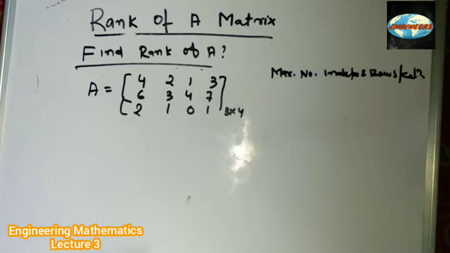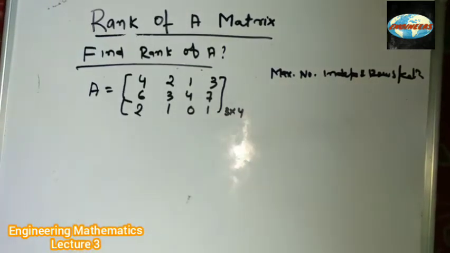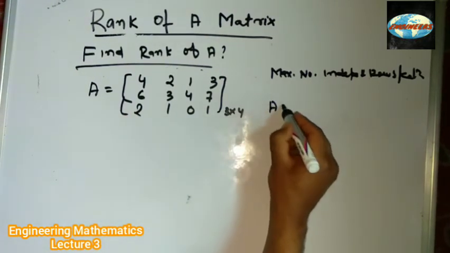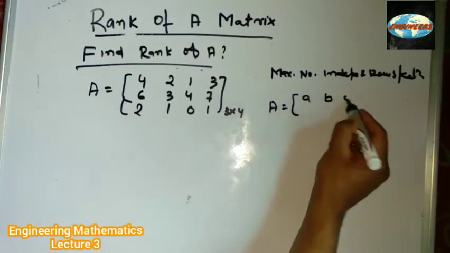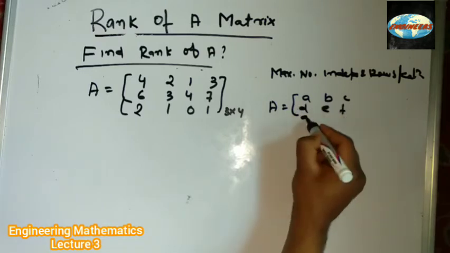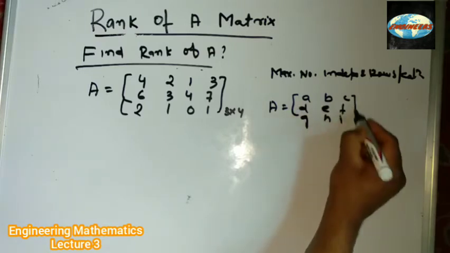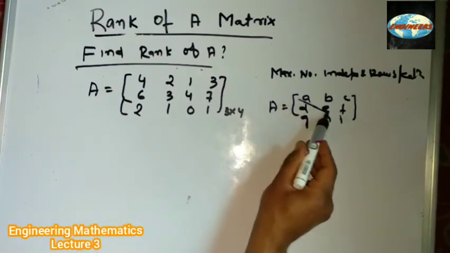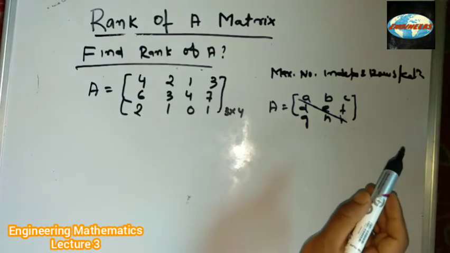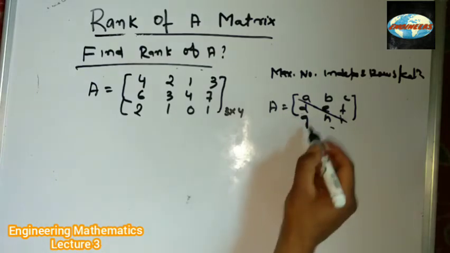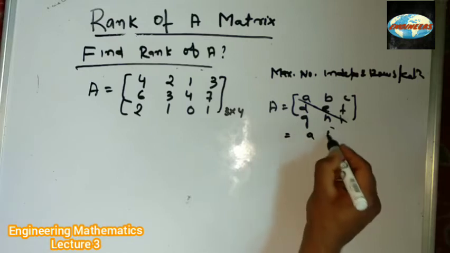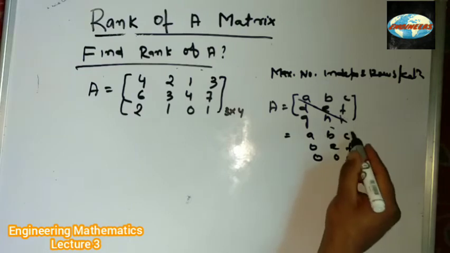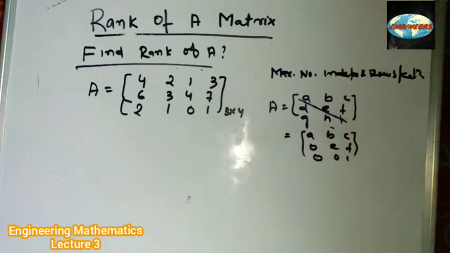I hope you know what the echelon form is. Echelon form is like this: if any matrix is A, B, C, D, E, F, G, H, I, and we try to make the lower elements 0, we get A, B, C, 0, E, F, 0, 0, I. This will be known as an echelon form.